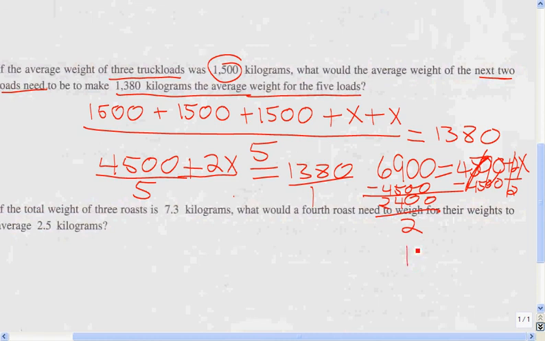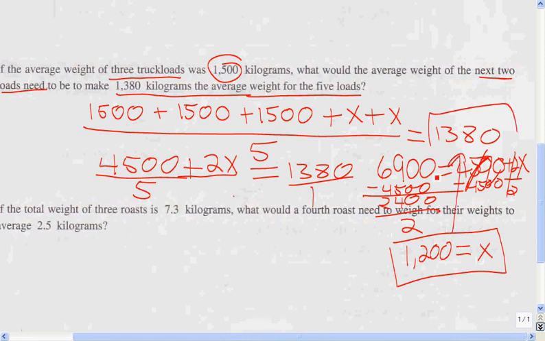So 1,200 would equal the average of the other 2 trucks, so that my total average would be 1,380. So x equals 1,200. So that's what the number would have to be here, or that's what the trucks would have to weigh, so that my average would total to 1,380.